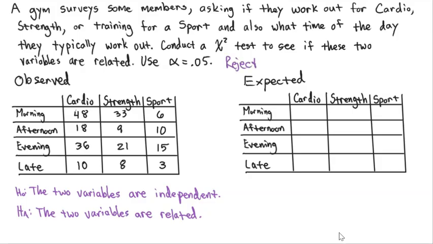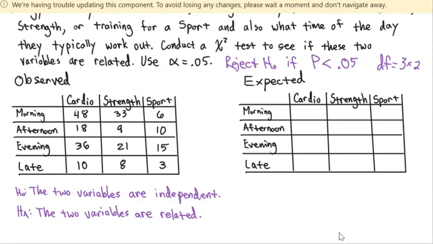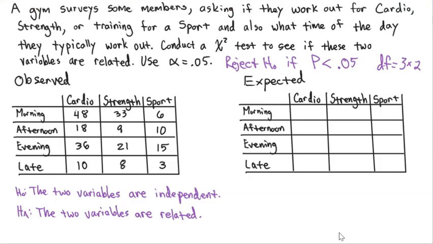reject H sub O if our p-value winds up being less than 0.05. We also need our degrees of freedom. And our degrees of freedom, well, look, we have 4 rows, minus 1 is 3. So that's going to be 3 times, and then we have 3 columns, minus 1 is 2. So 3 times 2. So our degrees of freedom are going to be 6. Okay, that's good to know.